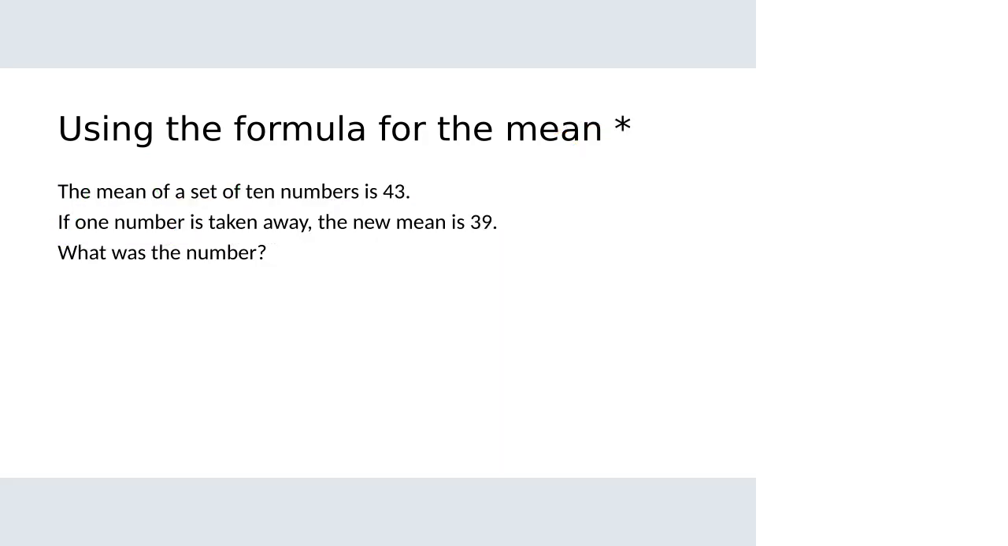The mean of a set of 10 numbers is 43. If one number is taken away, the new mean is 39. What was the number? So when you read a question like this, I don't want you to start breathing heavy because it's so abstract, because it is.